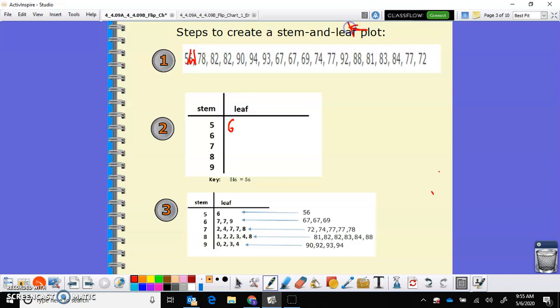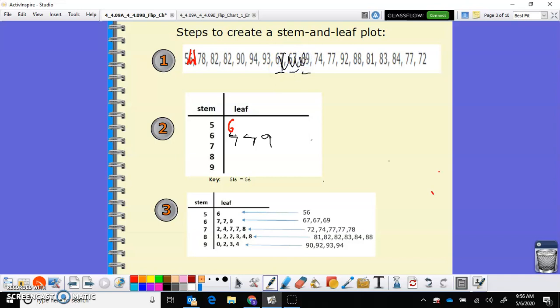So next, I don't have any more stems of 5, so I'm going to go to stems of 6. And I want them to be in order. So I've got 67 here, 67, 67, 69. So I've got 3 stems of 6, and I have 2 of them that are the same. I want to put them in numerical order, so I have a stem of 6, a stem of 7, a stem of 7, and a stem of 9. Okay, I'm going to mark those out so I don't try to use them again.